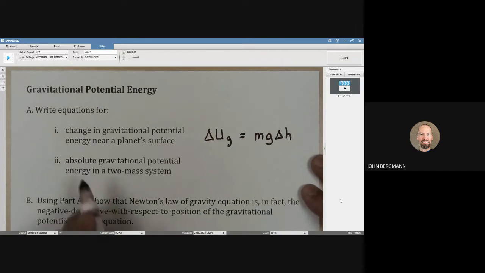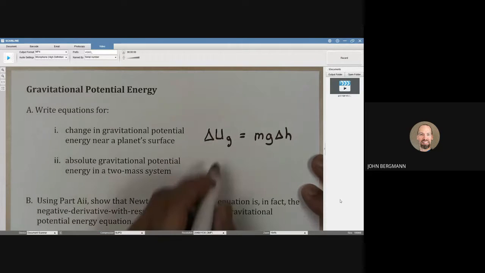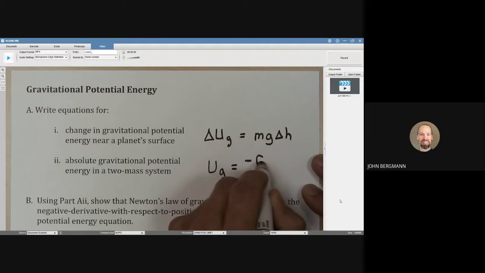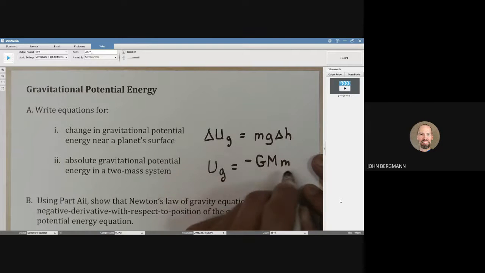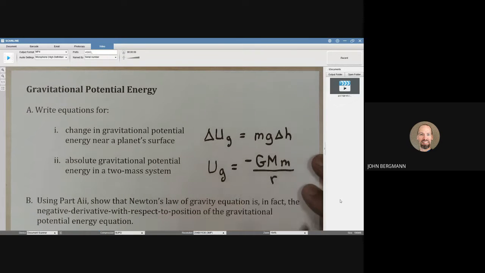What about the absolute gravitational potential energy in a two-mass system? We've met this one also already. We haven't really worked with it much. It's negative G, let's call it big M, little m, divided by r. Not r squared. If you have a planet and a moon, let's say, or a planet and a satellite, what's the gravitational potential energy between those two objects? That's how you do that.